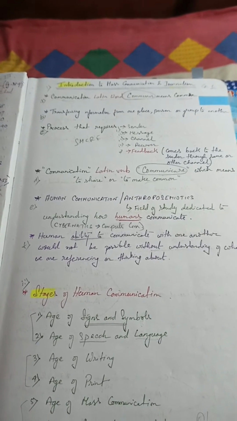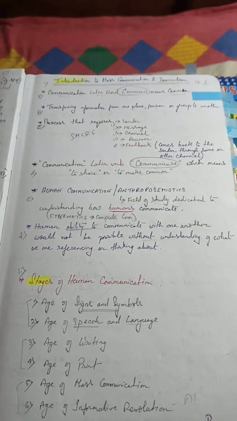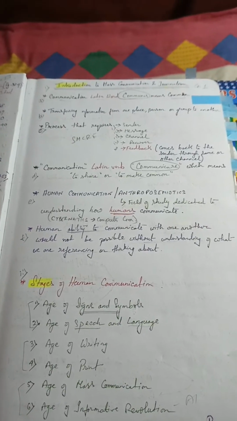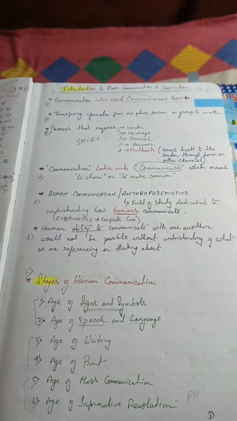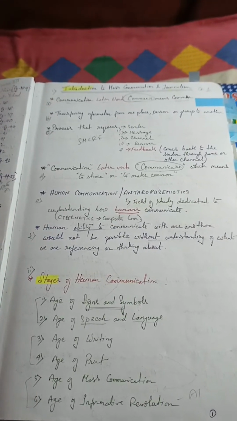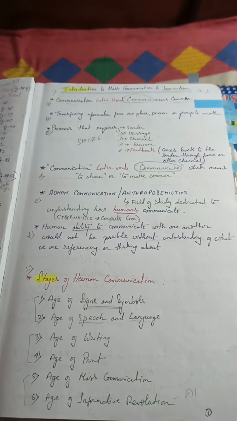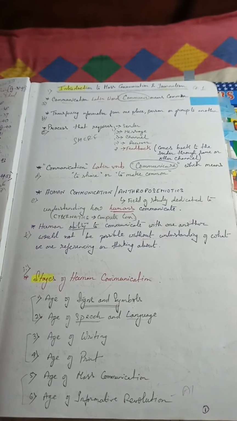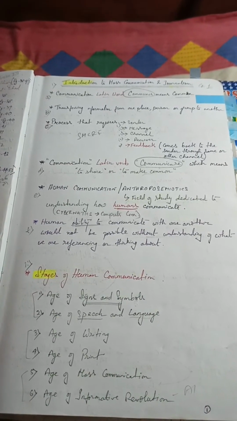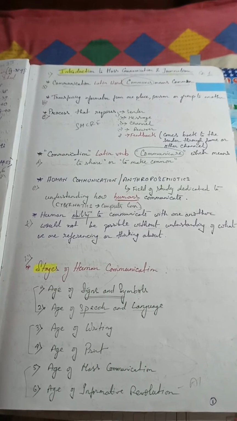Human communication is also known as anthroposemiotics. Actually, it is the field of study dedicated to understanding how humans communicate. Human ability to communicate with one another would not be possible without understanding what we are referencing or thinking about.